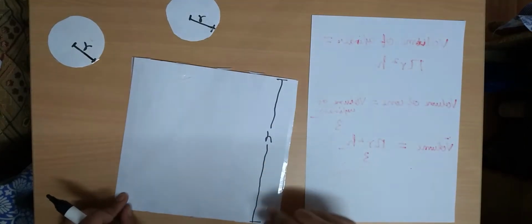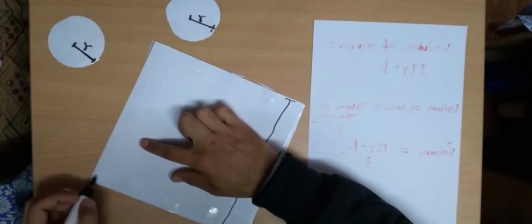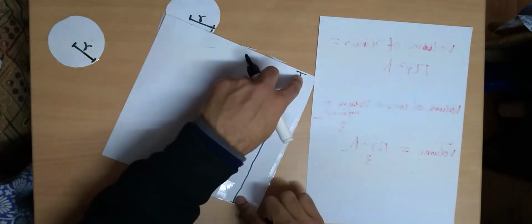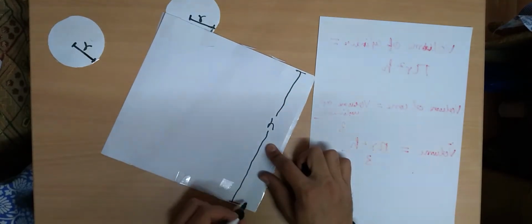Well, this length is nothing but, if we take, so I'll just label. So to find this area, I need this and this, right? So this I know is h. What is this?